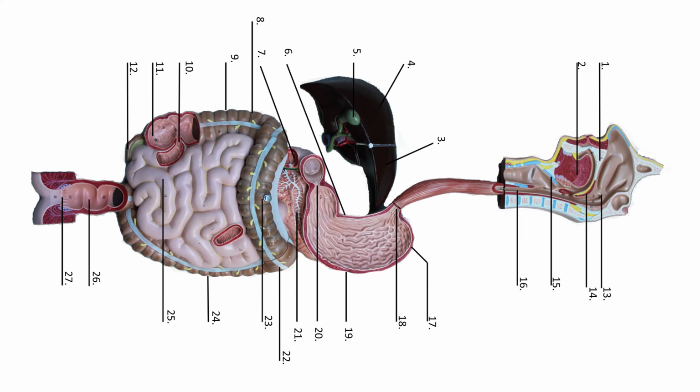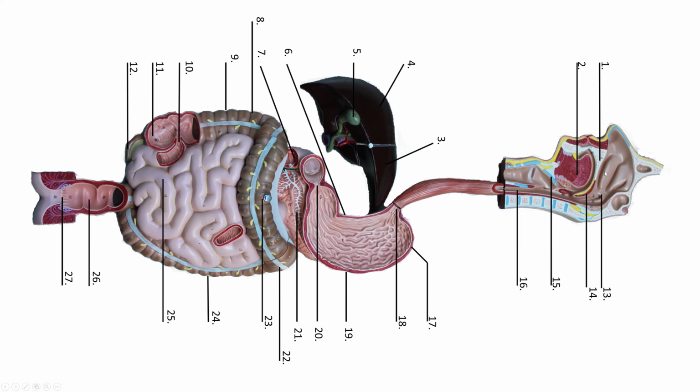The ileocecal valve. Ileum because this is the ileum here. Cecum because this is that pouch. So 11 is the cecum. What is this little thing down here, number 12? Appendix. Good. All right, going back up to number 13.